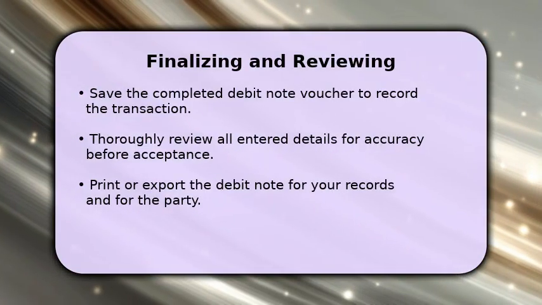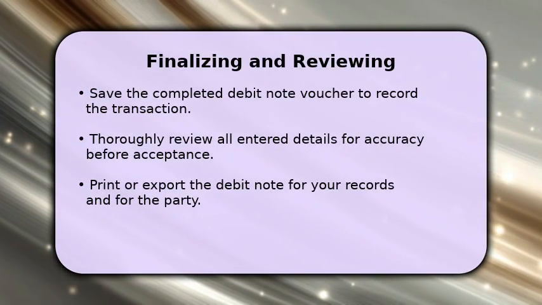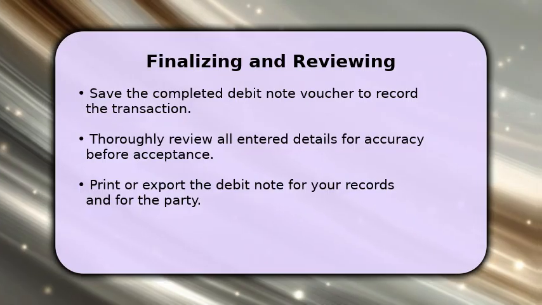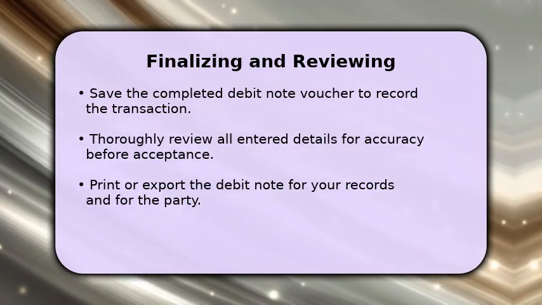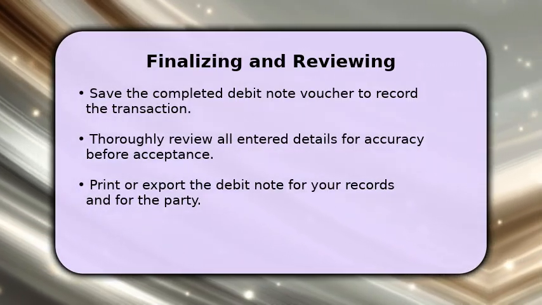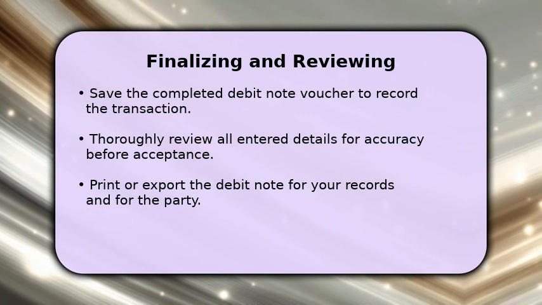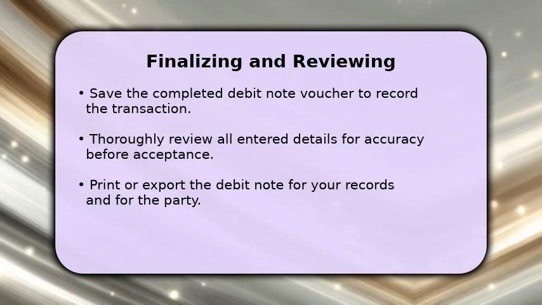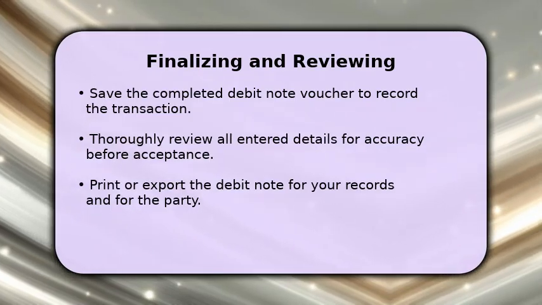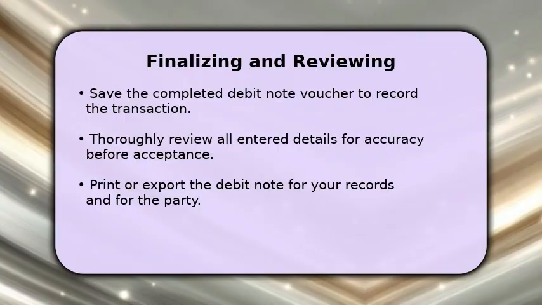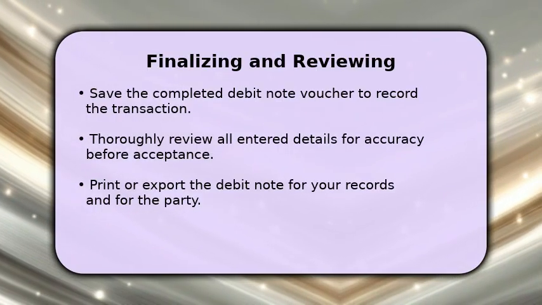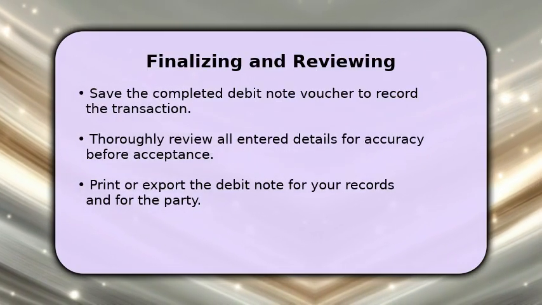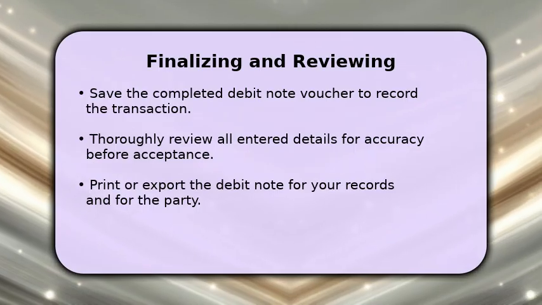Finally, it's time to finalize and review your debit note. Once all details are entered, press Enter to save the voucher. Before accepting, take a moment to thoroughly review all the information, including party details, item specifics, and amounts, to ensure everything is accurate. After confirming its correctness, you can print a copy for your records or export it to share with the party. This completes the process of creating a debit note in TallyPrime.